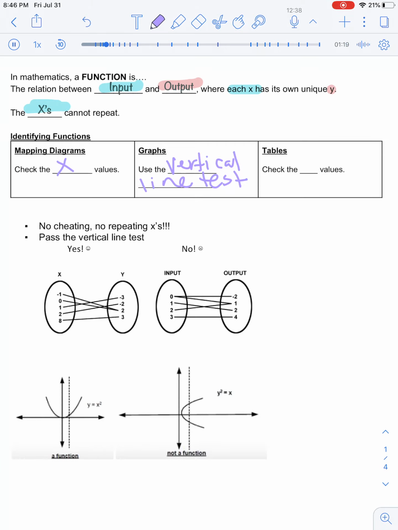Okay, and then for tables, we are going to be checking the x values again. We're going to be making sure that they're not cheating and not repeating. So again, for a relation to be a function, it cannot have cheating or repeating x's, and it must pass the vertical line test.